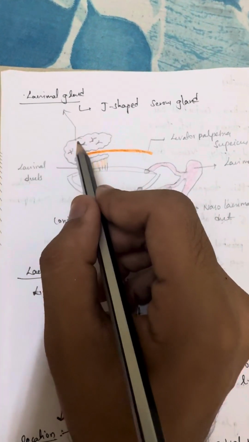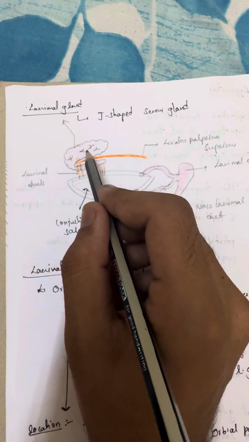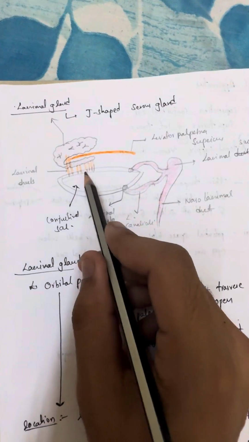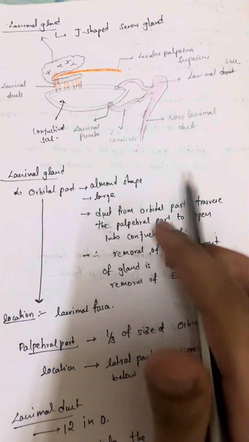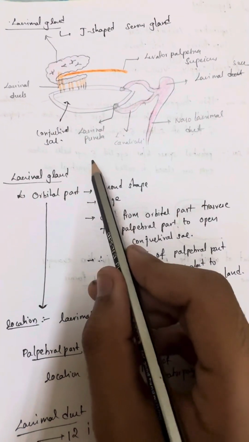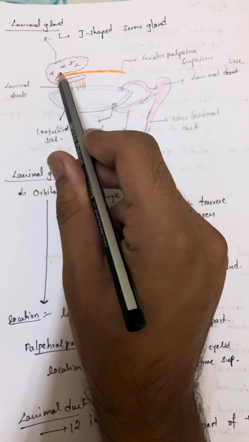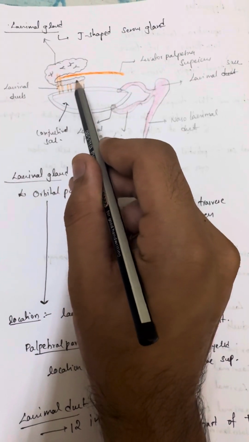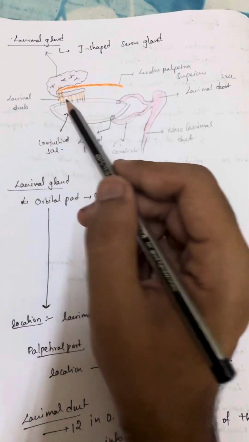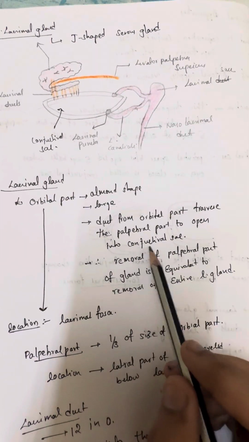And now we'll talk about the first one, the lacrimal gland. We can see it has two parts, the orbital part and the palpebral part. The orbital part is almond shaped and large, and one clinical correlation is that the duct from the orbital part passes through the palpebral part and opens into the conjunctival sac.